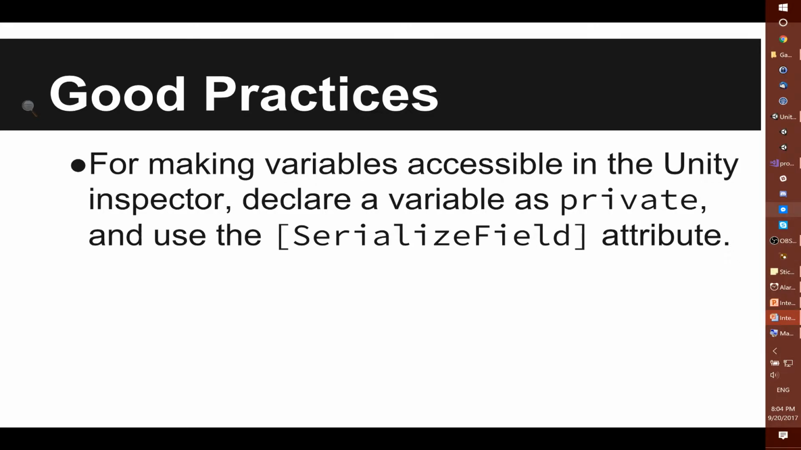For making private variables accessible within the Unity Inspector, declaring a variable as private and using the SerializeField attribute is usually the best way to do that.